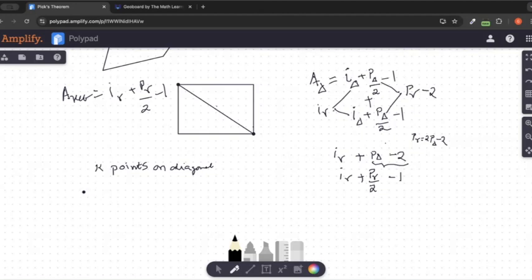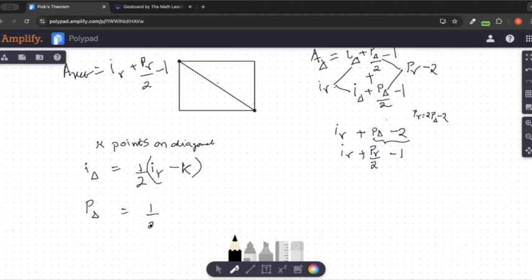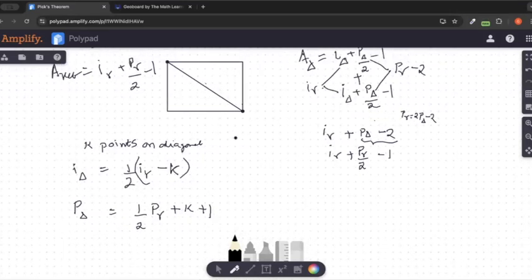So basically, I triangle will be half of IR minus K, because the K points are split going to both sides. Yes, that's right. P triangle will be half of P rectangle, that will give this much, plus K plus 1. Whether it's plus 1 or minus 1, let me just check. Because we've left out that in K, right? Yes, plus 1, correct.